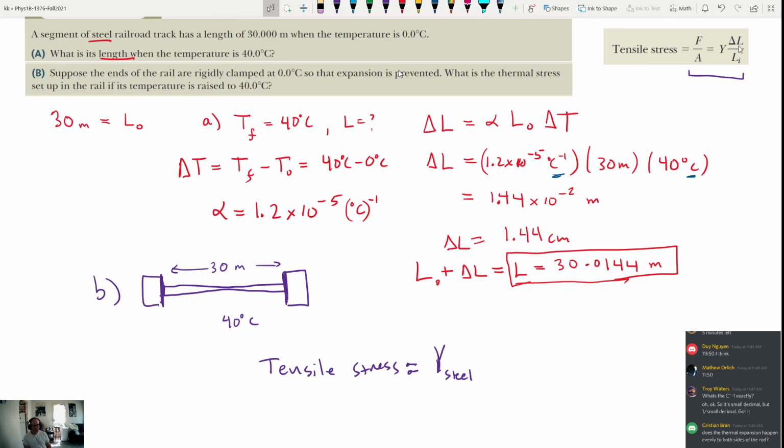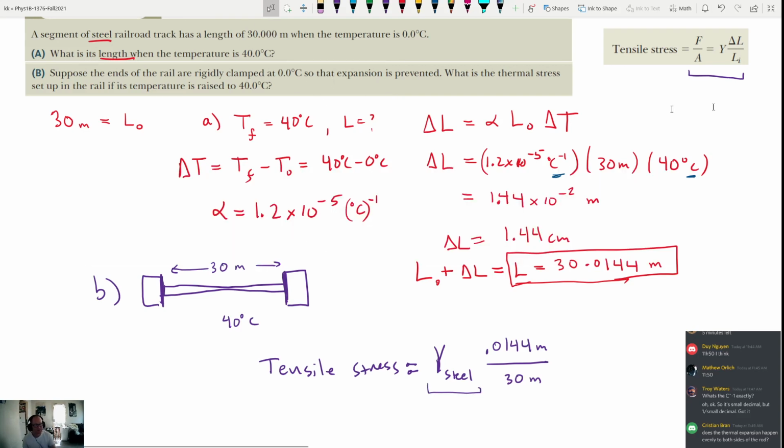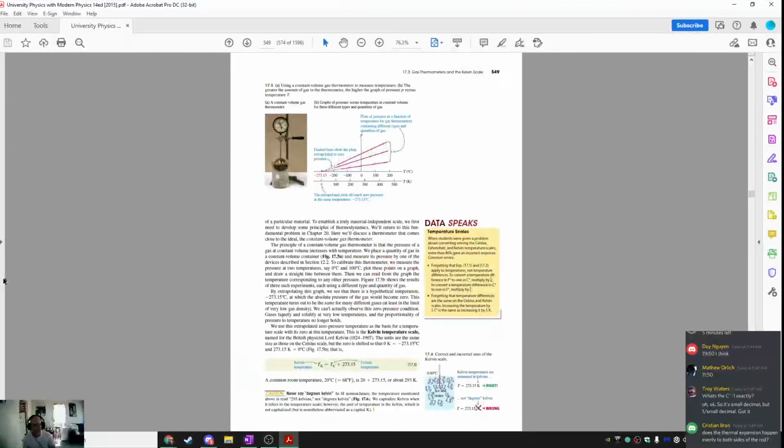We know what delta L should have been, right? It should have been 0.0144 meters divided by the initial length of our object, which was 30 meters. And now we need to multiply by the Young's modulus of steel, which you can find in your textbook or you can find on the internet, whatever you want to do. I'll just show you where you would find it in the textbook in case that's something that you all actually do.